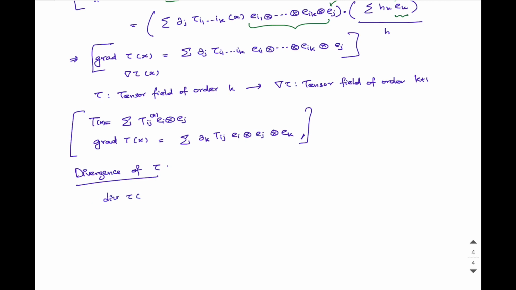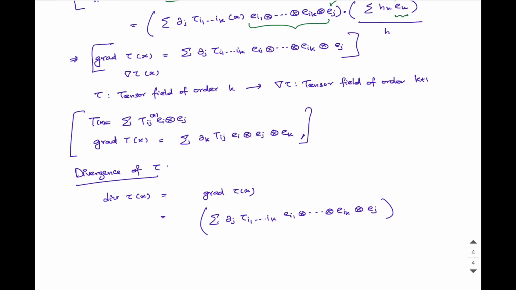I want to eventually define the divergence of tau in terms of the gradient, so in terms of the gradient of tau of x. Let me first write it like this. The gradient of tau is nothing but partial_j tau_{i1...ik} e_{i1} tensor product all the way up to e_{ik} tensor product e_j.